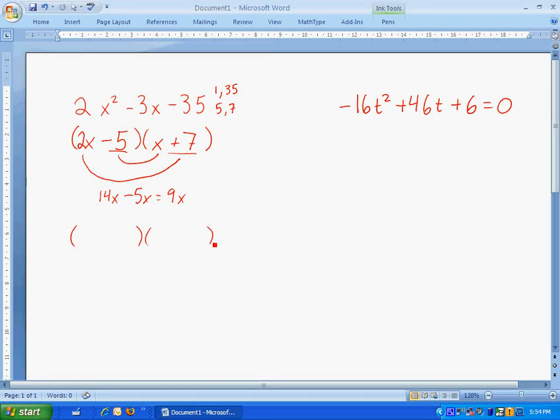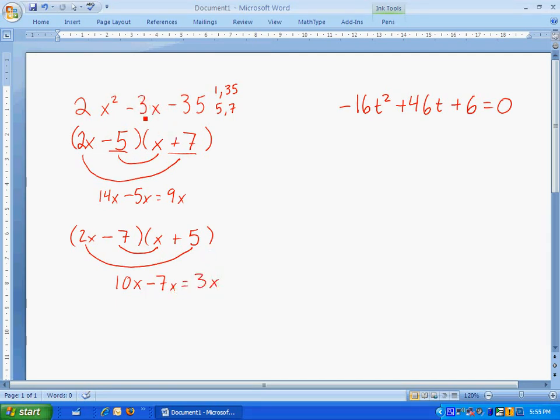Okay, so I'm going to rewrite my binomials in the parentheses down here. I know it's still going to be 2x and x. Let me try switching the negative 5 and the 7 here. We'll leave the minus and plus signs where they are, since we don't really know which place they need to be in yet. We'll try switching the 5 and the 7. So 2x times 5 will give me 10x, and then negative 7 times x will give me minus 7x. Now that gives me 3x.